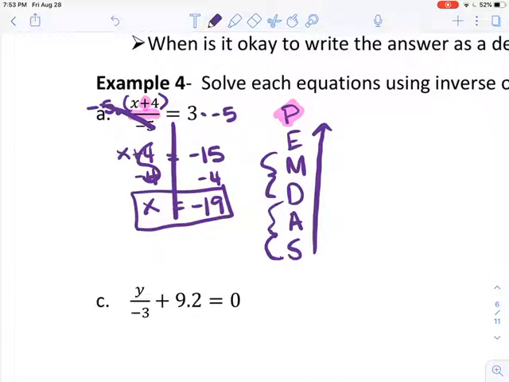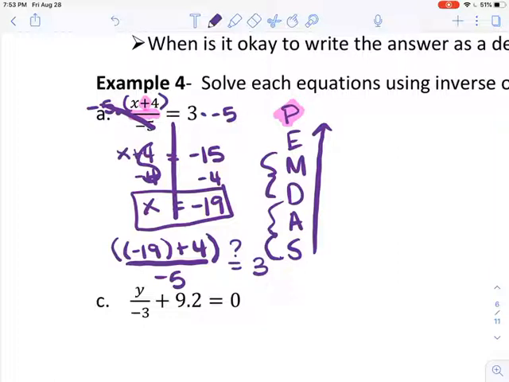Remember that you can check your answer by plugging -19 in for x in parentheses and just plugging it in your calculator. If you're plugging this in your calculator to check and you don't know how to enter in fractions, put parentheses around this part before dividing. And you want to say, does that equal 3? Well, I can check it right now. -19 plus 4 is -15. Divided by -5 is 3. So we're good. Yes, we got the right answer.